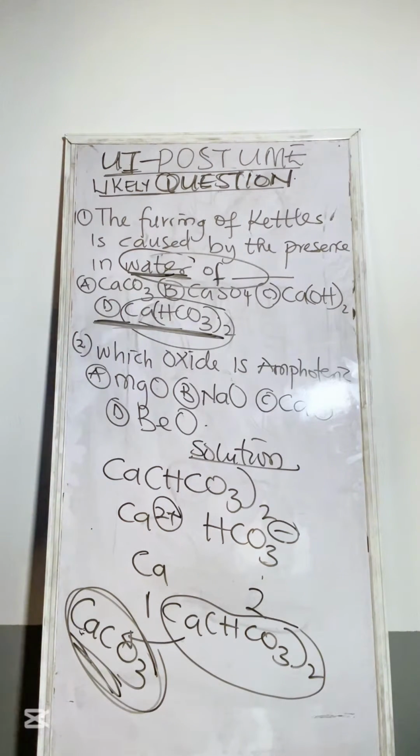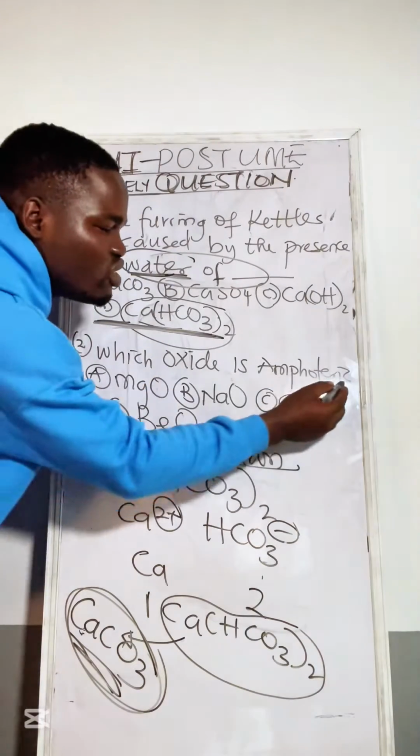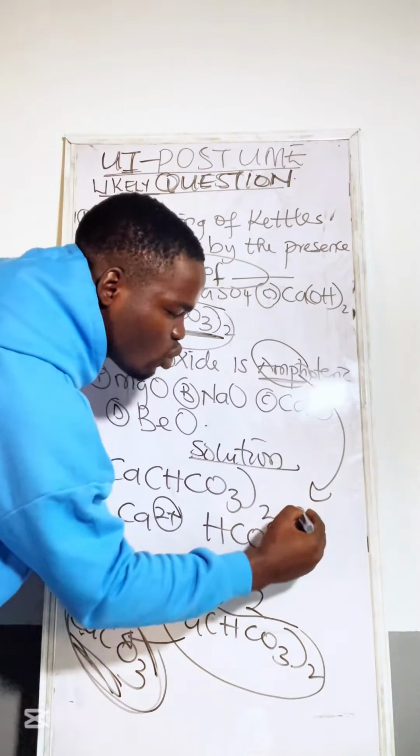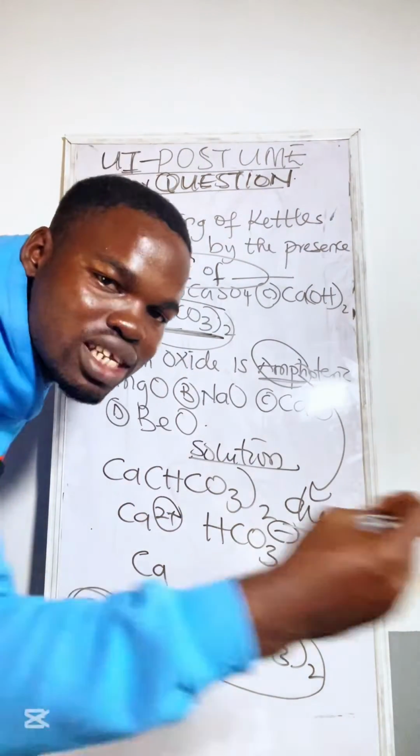Now look at this. Question 2. Which oxide is amphoteric? Now, anywhere you hear the word amphi, the word amphi means what? Both. That is why you hear the word amphibians.